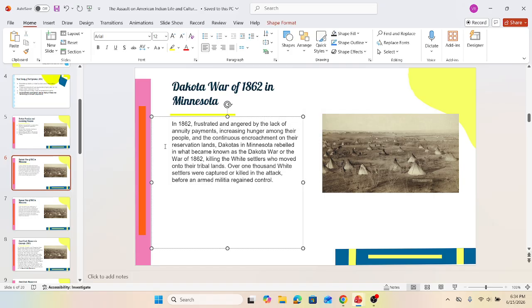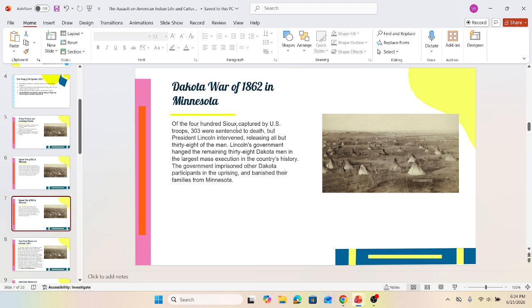So, as a result of that, the Dakota people in Minnesota rebelled in what became known as the Dakota War, or the War of 1862, killing the white settlers who had moved onto their tribal lands. Over 1,000 white settlers were captured or killed in this attack before an armed militia regained control.